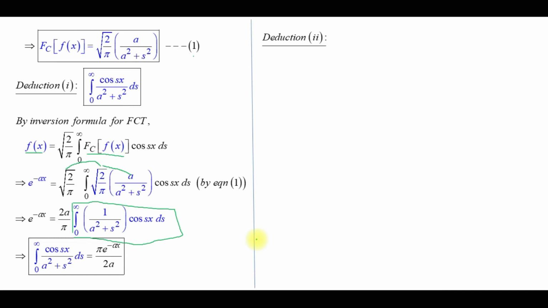Next, deduction 2. For deduction 2, we need to find the value of the integral from 0 to infinity of dx divided by a square plus x square the whole square. Here note that the Fourier cosine transform of f of x has denominator term a square plus s square. Here a square plus x square the whole square. That is, this term is similar to the Fourier cosine transform of f of x the whole square. Therefore, we have to apply Parseval's identity.